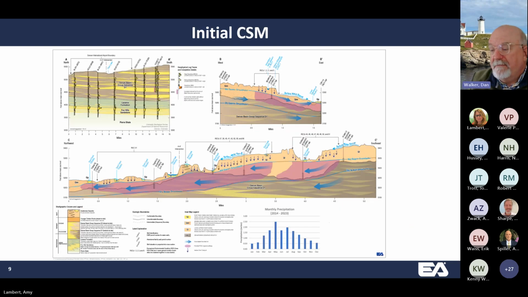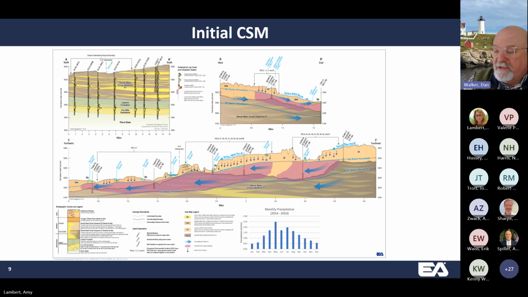So what does that mean in practice? All right. So this is a slide we put together, a figure we put together for a proposal. Don't need to get into the specifics other than it was located on the Front Range in Colorado as part of the Denver Basin.